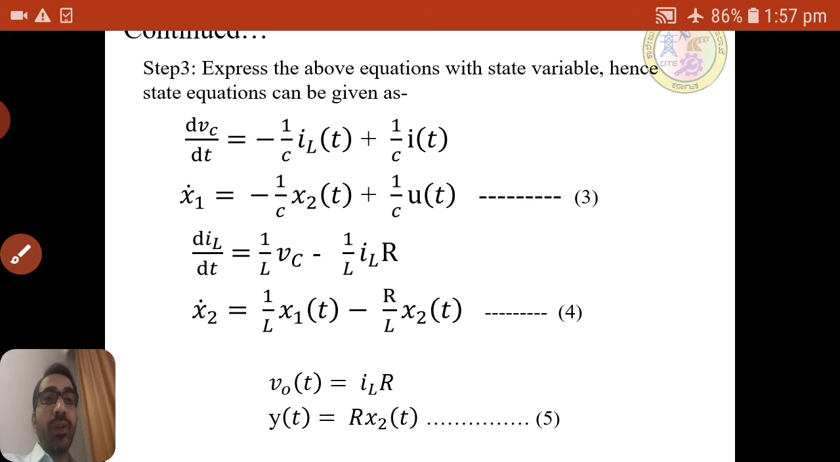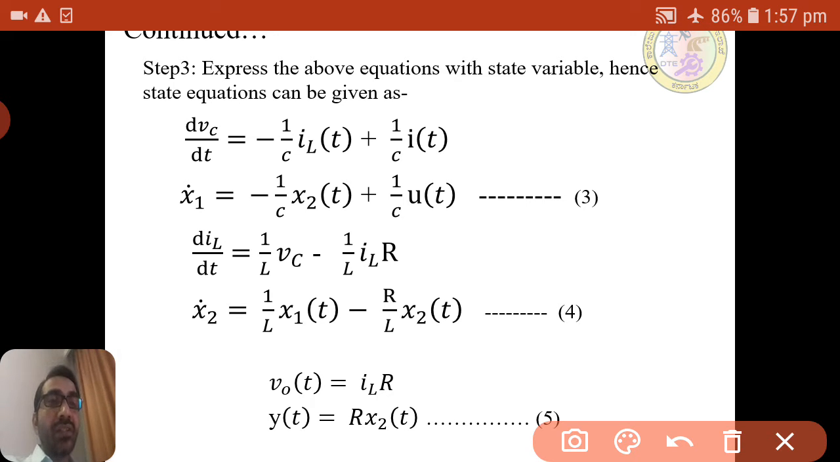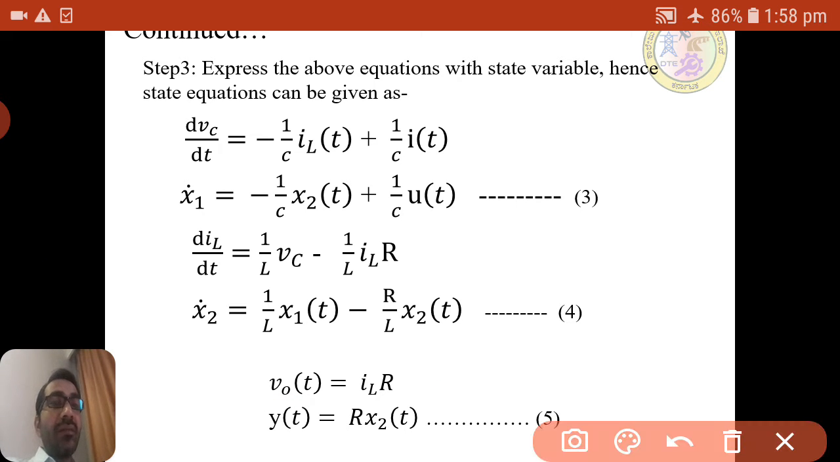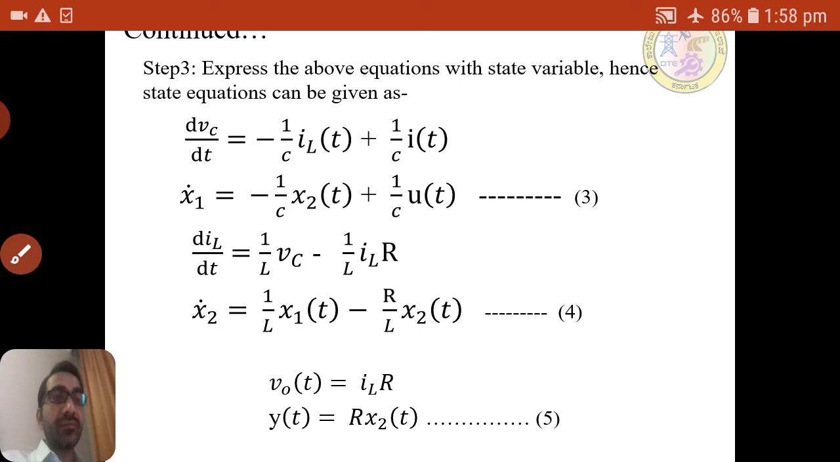But if you take the output equation, V naught of t is equal to IL into R. The V naught of t is equal to y of t, so y of t is equal to R, which remains the same, and IL is nothing but x2 of t, so that will be replaced with a state variable. So finally we got equations 3, 4 and 5 here.